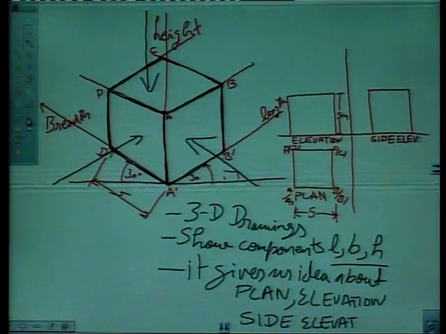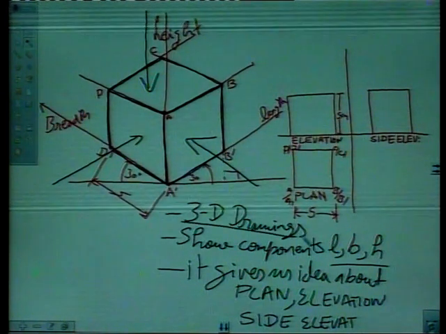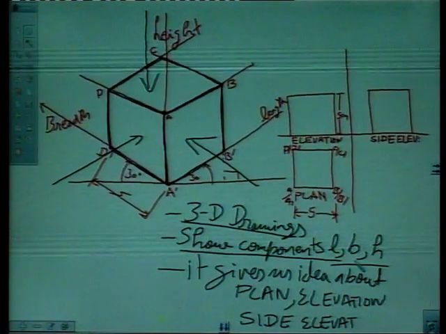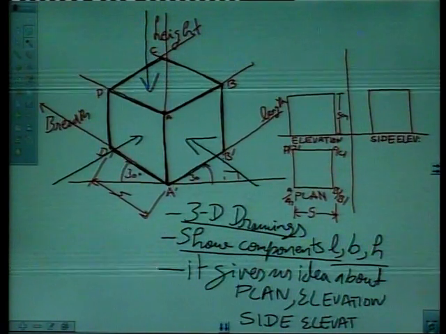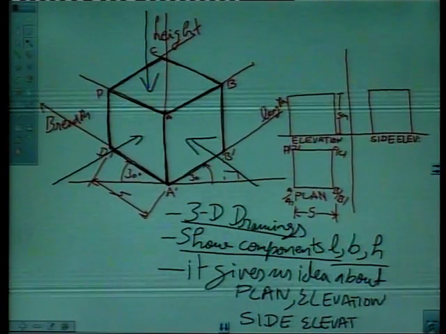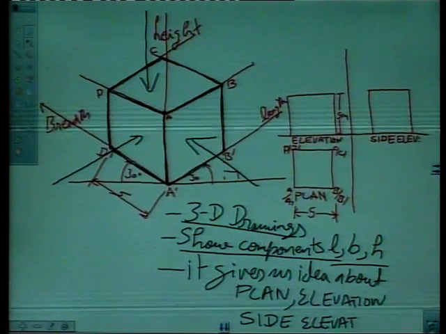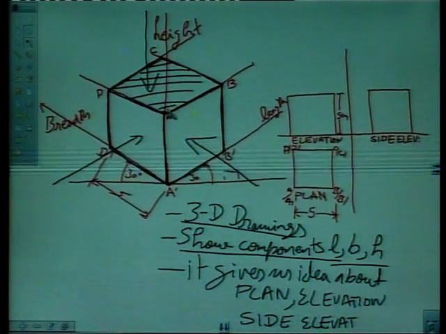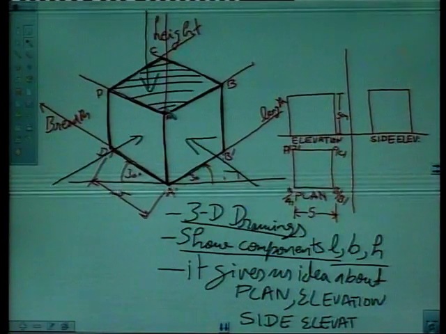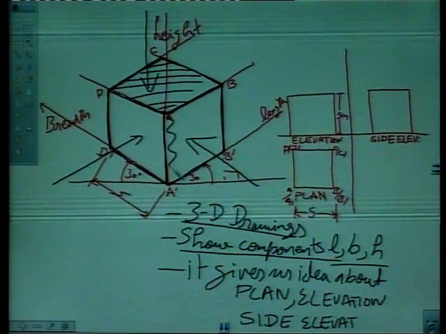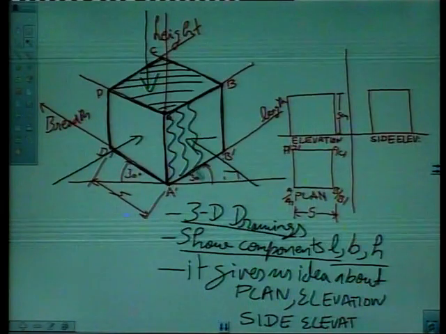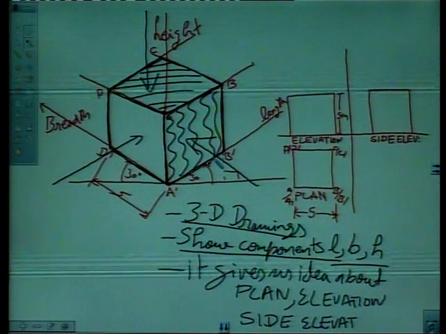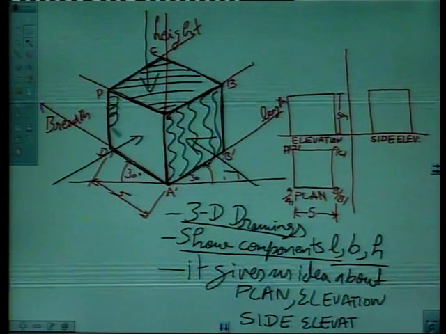So isometric drawings are basically 3D drawings. They show some components of length, breadth and height. Right, this way we are seeing length, this way we are seeing breadth and height. It gives us an idea about the plan. This surface gives us some idea about the plan, right? And elevation, this here is the elevation part, and side elevation, this arrow from this side represents, say, side elevation.